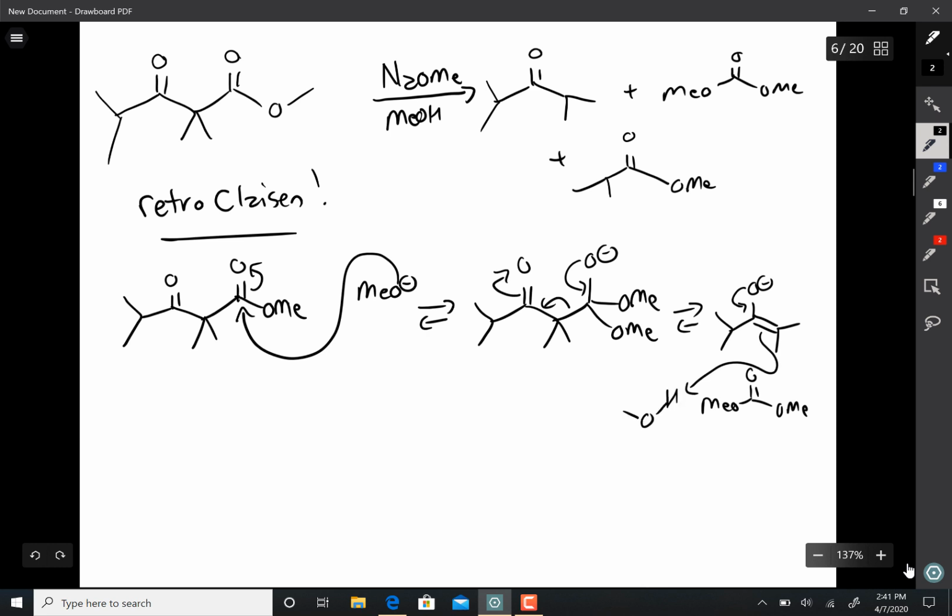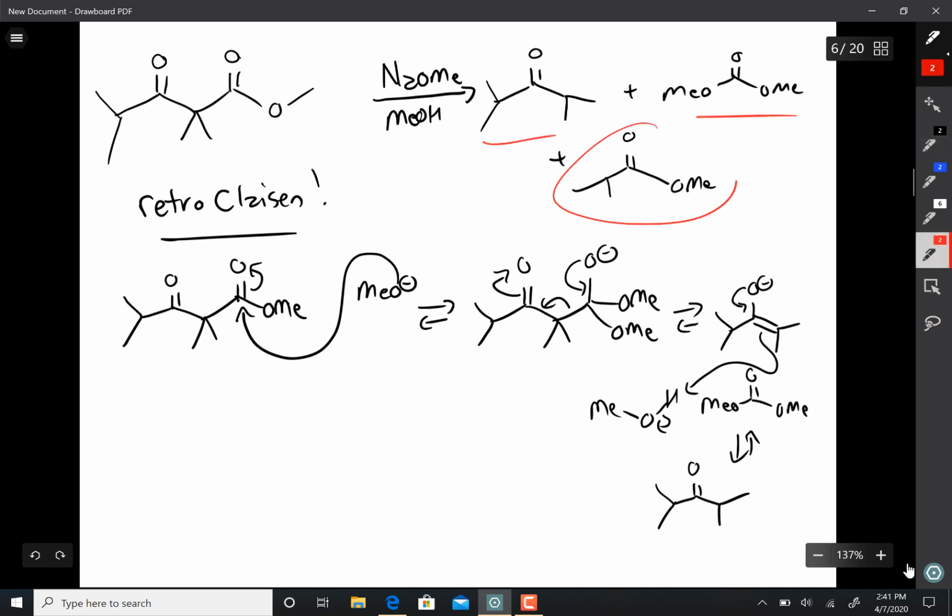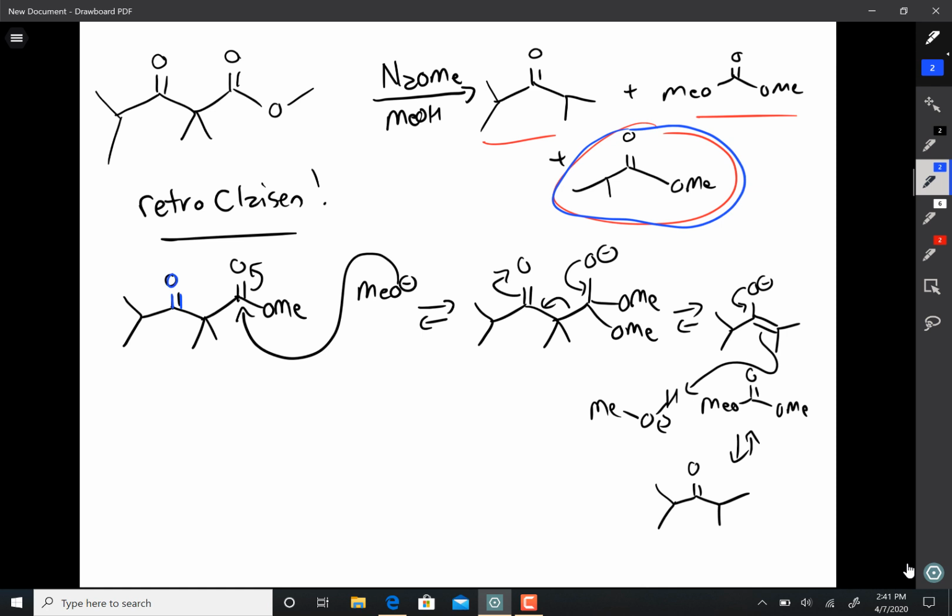Followed by protonation. And that gives you these molecules. This molecule right here comes from the base attacking the right-hand carbonyl. This molecule comes when you attack the left-hand carbonyl. And so you get a complex mixture.